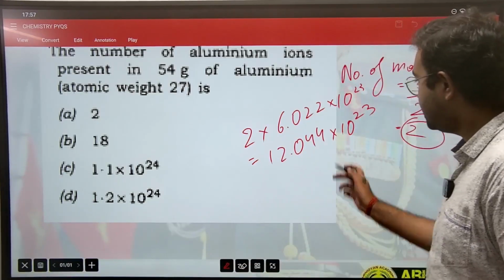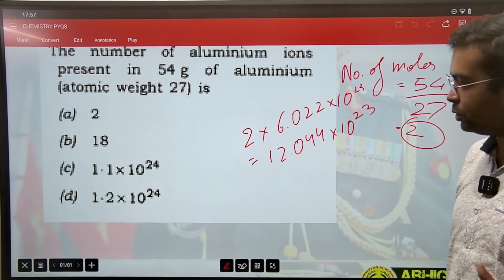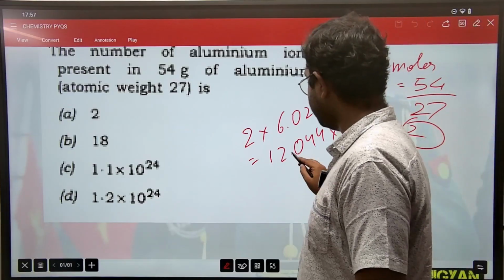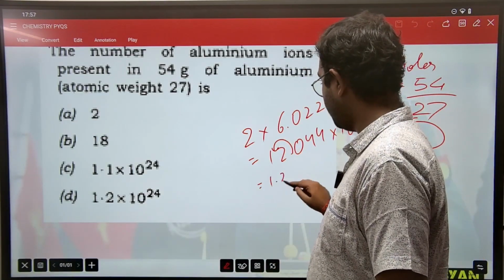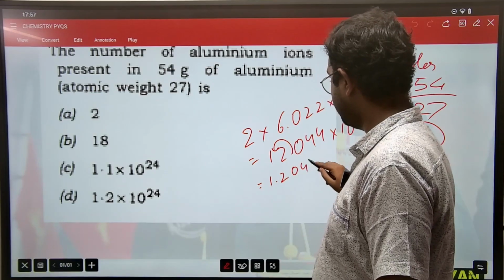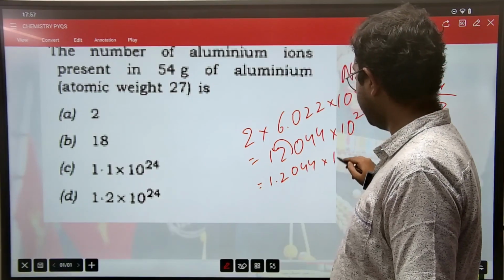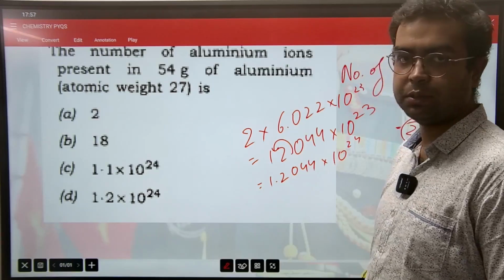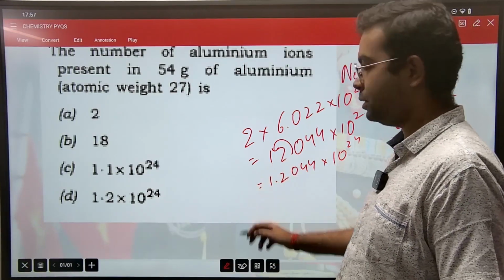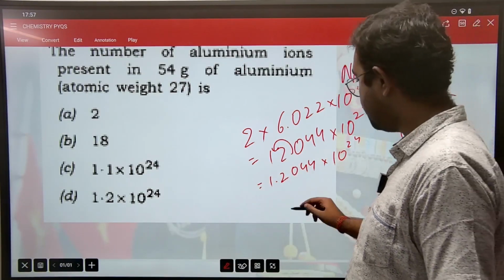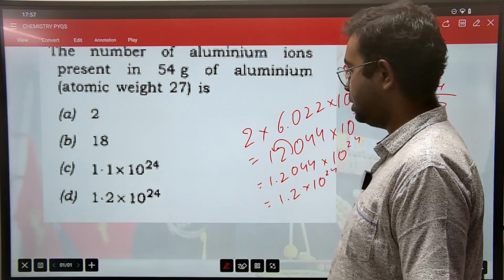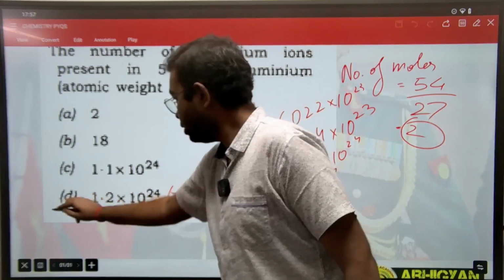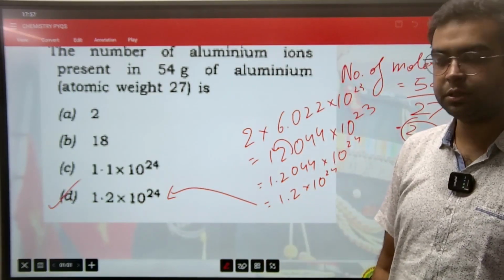Now you will be confused. This is not in the options at all. But look carefully. If I bring this decimal here, it becomes 1.2044 into 10 to the power 24 in that case, because I shifted the decimal one place and brought it here. If you round it off, you write 1.2 into 10 to the power 24. We have this in the option. Option D is your correct answer.